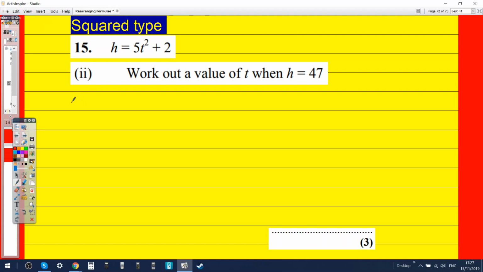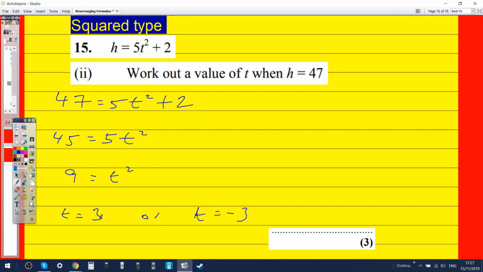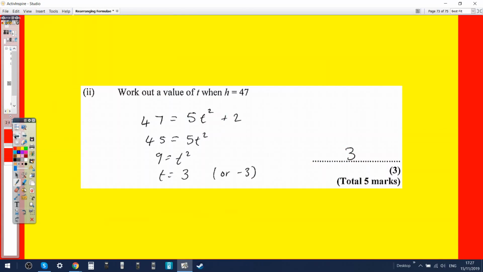Okay, how about this? 47 equals 5t squared plus 2. 45 equals 5t squared. 9 equals t squared. 3 equals t. Is there any other number that when you square it, you also get 9? Plus or minus 3. Yeah. Do we lose a mark if we don't add the minus 3?